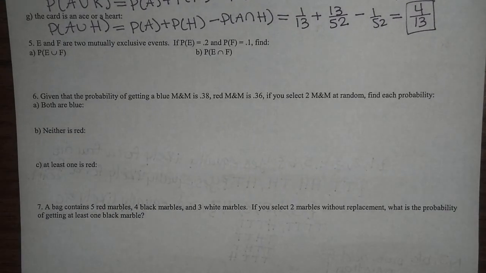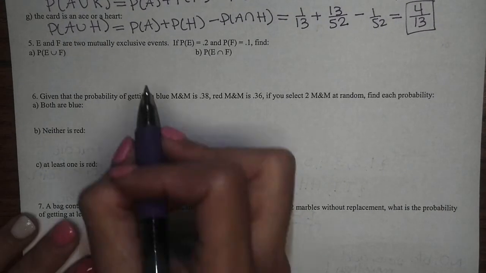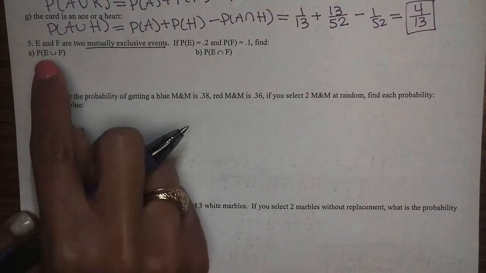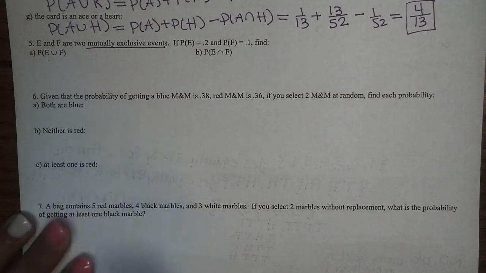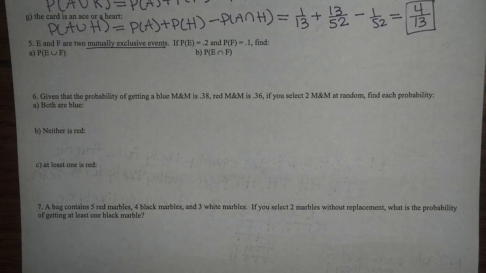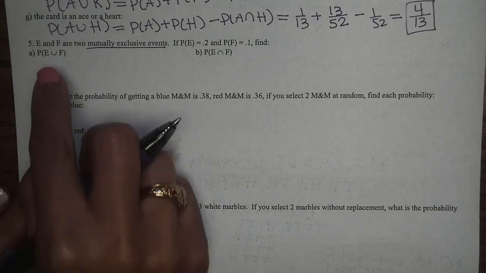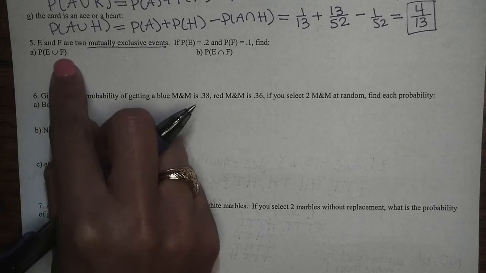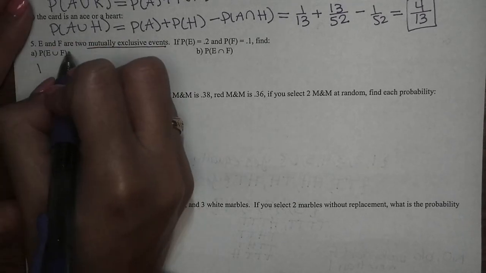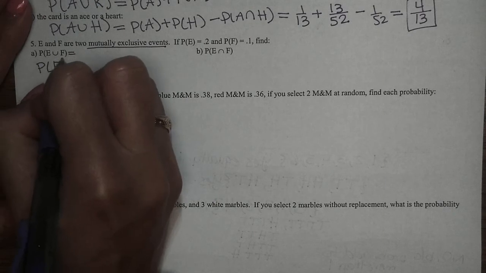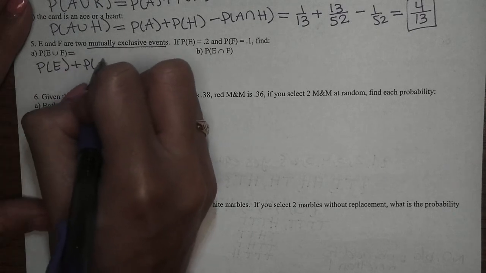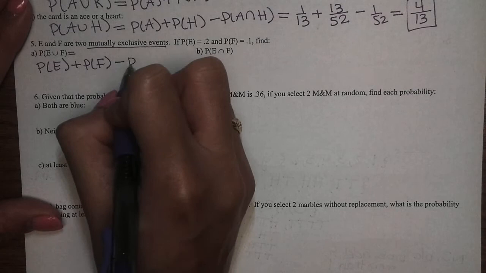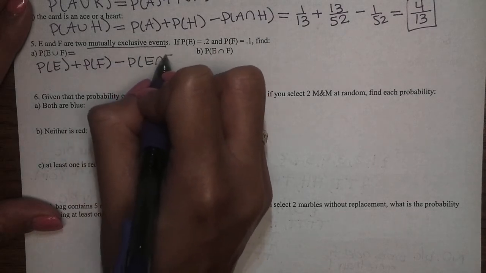Example 5, E and F are mutually exclusive events. So remember, that means that they don't have any outcomes in common. If the probability of E is 0.2 and the probability of F is 0.1, find the following. Find the probability of E or F. Again, there's that formula that you need to know. That equals the probability of E plus the probability of F minus the intersection of E and F.